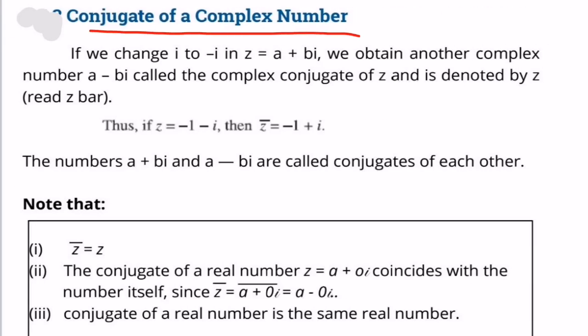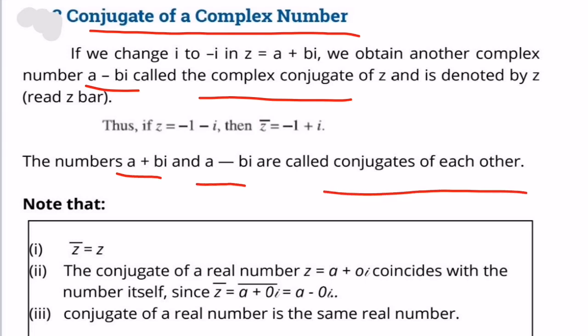Conjugate of complex numbers. If we change iota to minus iota in the number z equal to a plus b iota, we obtain another number a minus b iota, called the complex conjugate. That means if we change the sign of iota, or the sign of the imaginary part, we get the conjugate of the mentioned number. The numbers a plus b iota and a minus b iota are called conjugates of each other.